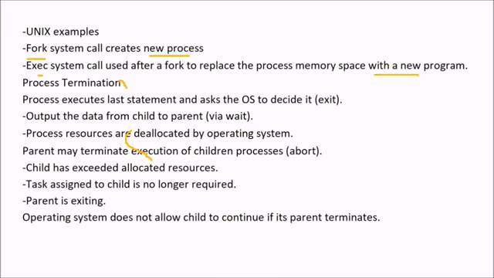So what about process termination? The process executes its last statement and asks the OS to delete it, that is, to exit. It outputs data from the child to the parent via wait, and process resources are deallocated by the operating system. The parent may terminate execution of the child process: the child may have exceeded its allocated resources, or the task assigned to the child is no longer required, or the parent is exiting. The operating system does not allow the child to continue if the parent terminates.